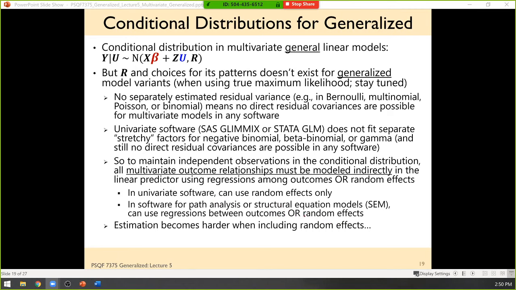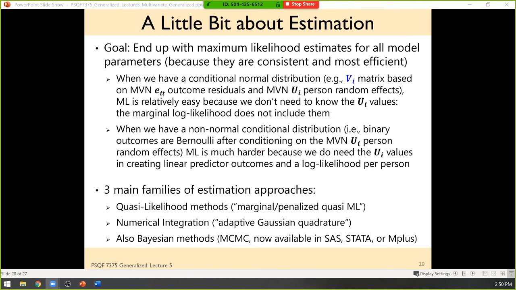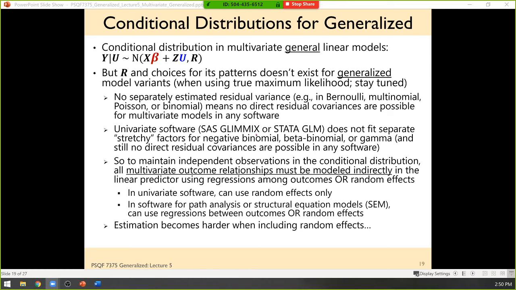Estimation also gets a lot harder when you have random effects in the model as well. The multivariate normal estimation basis that goes really fast and easy doesn't exist when you have generalized models. So I wanted to say a little bit about that because what you're going to find is that these models take longer to estimate. They're more likely to break down because estimation is not as easy when you are not in normal models. When you combine random effects with some kind of generalized non-normal conditional distribution, that's where the problem comes in.